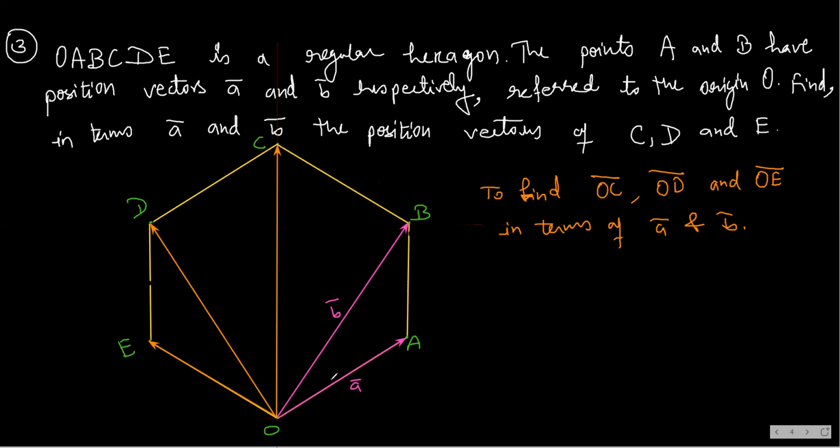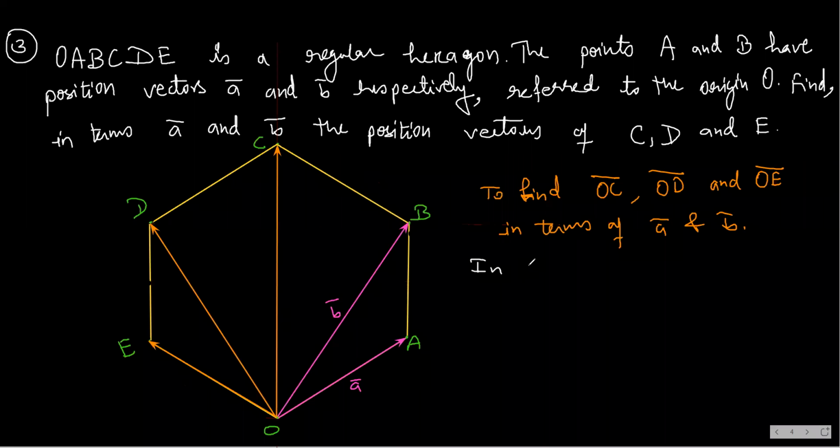We have to find these vectors OC bar, OD bar, and OE bar in terms of A bar and B bar. Okay, so see, how do I go ahead? First of all, I will apply triangle law of vector addition in the triangle OAB. Why I'm doing that, you will understand in a short while.